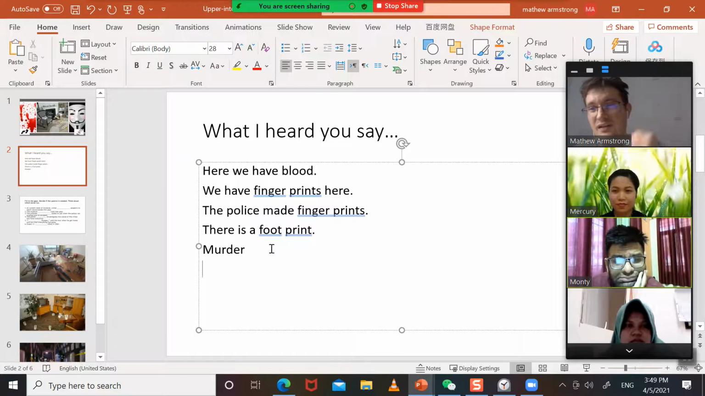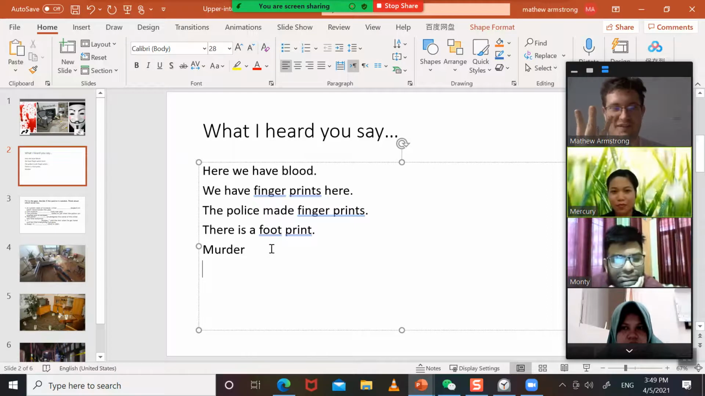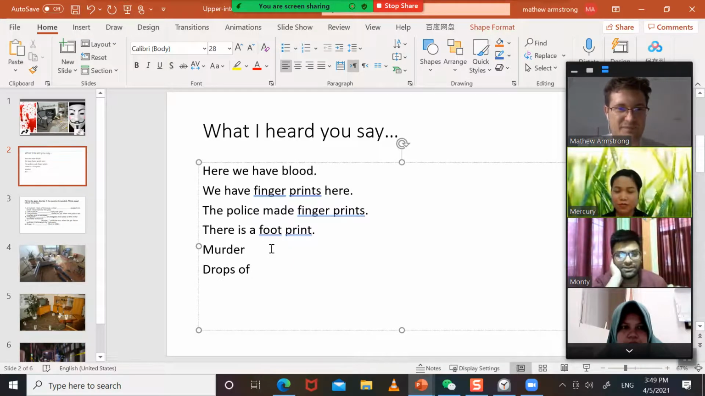So if it's on clothes, maybe, or they dried, but if it's wet, we might call it what? You said drops? I think blood spot. Drops of blood, right? Drops of blood. So the "of" becomes more like "uh". Listen. Drops of blood. Drops of blood. Drops of blood.